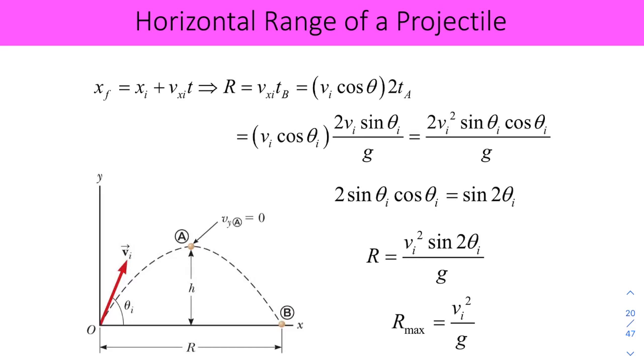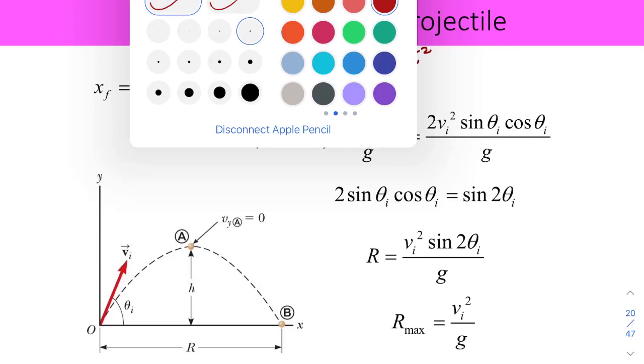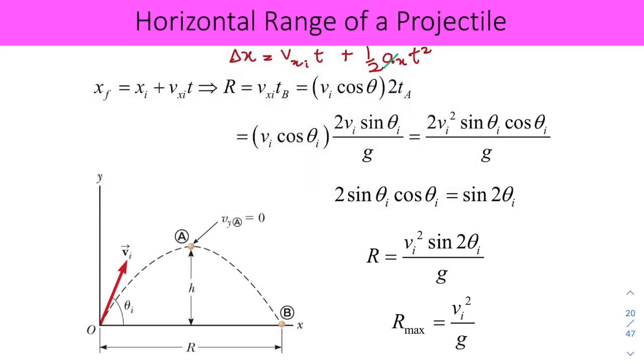In terms of X, we have this formula only, and R is the range, okay. Supposedly we have delta x equivalent to Vx initial t plus half Ax t squared, right? The initial formula. But then, as we know, Ax is 0, because all the time we assume Ax is equivalent to 0. That is why the formula is only left with this one.